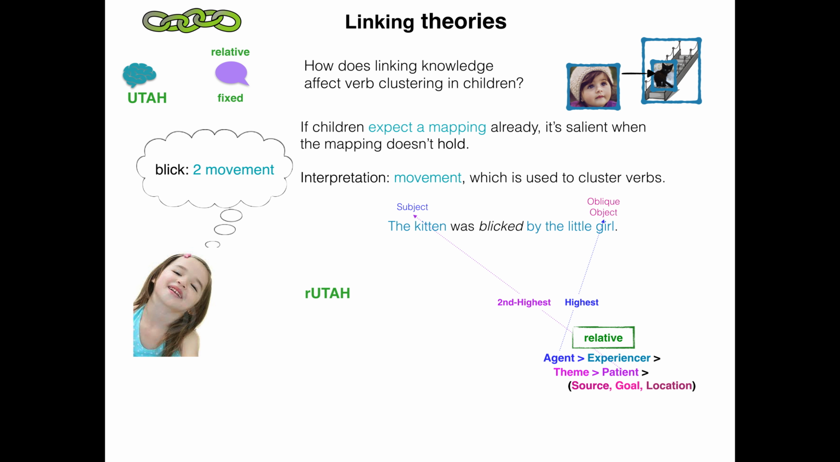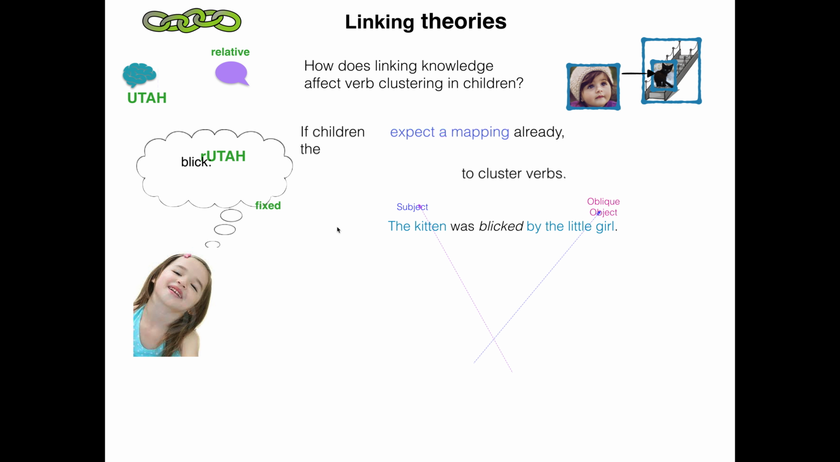And the same is true of Rutah. So in this case, the agent is the one doing, the patient is the one done to, and they have highest and second highest. Again, they're not going where you expect them to go. So you might be interpreting this as instances of movement and use that to cluster verbs together that undergo this kind of movement.